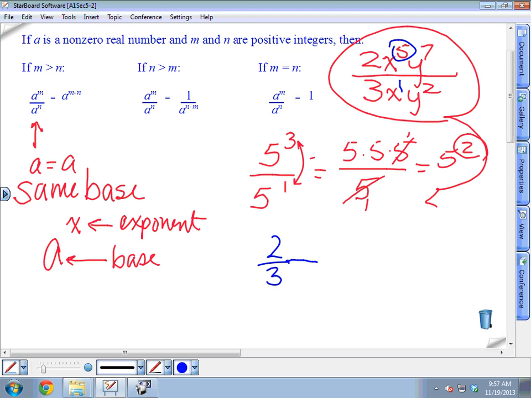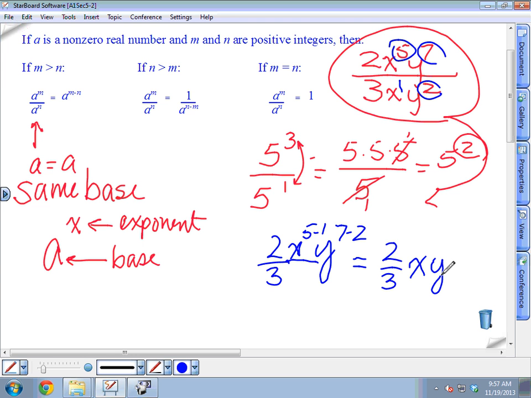And on my numerator, I'm going to have x to the what? X to the 5 minus 1. Y, because y matches y, to the 7 minus 2. And I can simplify that: 2/3, x to the 5 minus 1 is x to the 4th, 7 minus 2 is 5, and this becomes my simplified answer. Does everyone see that? Now, that's only in this case if your numerator exponent is greater than your denominator exponent.